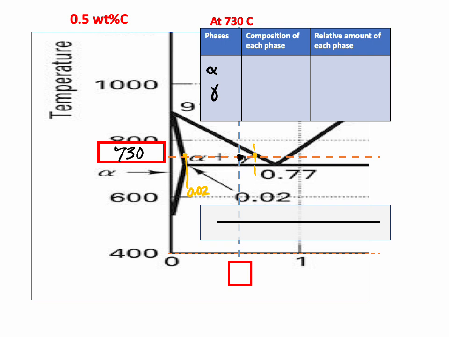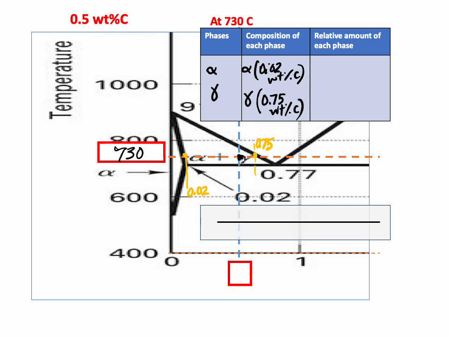I think I said that this was 0.75 at 730. I believe that's what I said. So, get my black pen back. I've got alpha at 0.02 weight percent carbon, and I've got gamma at 0.75 weight percent carbon.